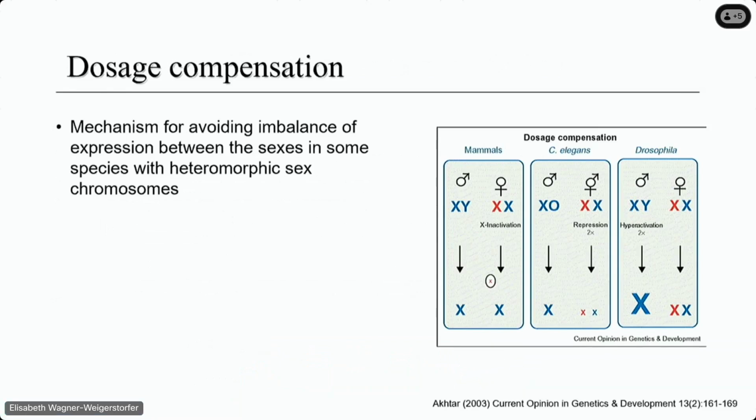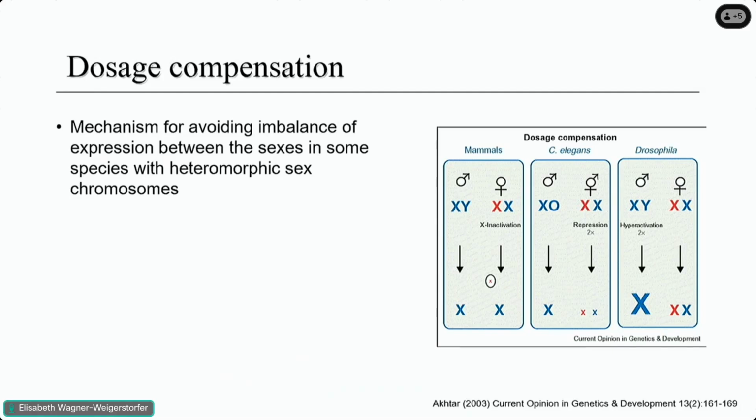So as I briefly mentioned before, dosage compensation is a mechanism for avoiding imbalance of expression between the sexes. And this is not in every single species that has heteromorphic sex chromosomes. It varies quite a lot, but some of them have it. And there's a continuum from no dosage compensation to partial dosage compensation to complete or global dosage compensation. And it seems to be somewhat random or unpredictable what mechanism different species use, because it's not always the same way that it's achieved.